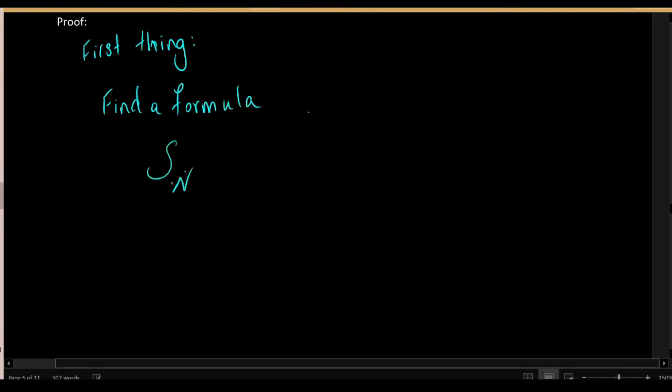Now I want to do a little proof. I want to explain to you why this theorem is true. And so in order to do that, the first thing that I want to do is find a formula for the partial sum that you get by adding up the terms up to the index n. So let me go ahead and write out the terms in this partial sum.